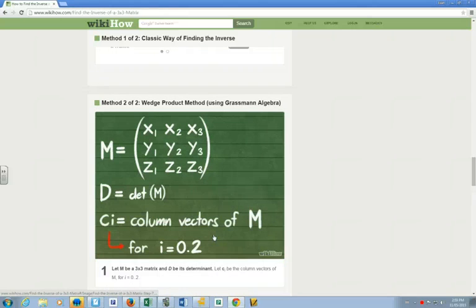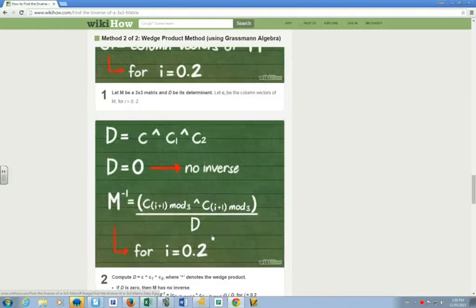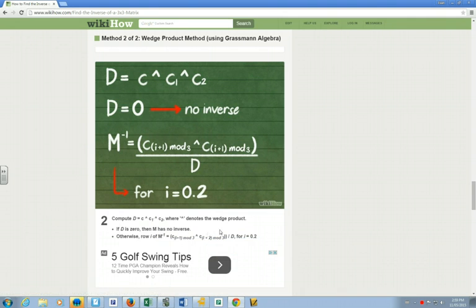Here's method 2. That looks not too bad either, eh? So needless to say, are you okay with just doing it on our calculator? Okay, good.